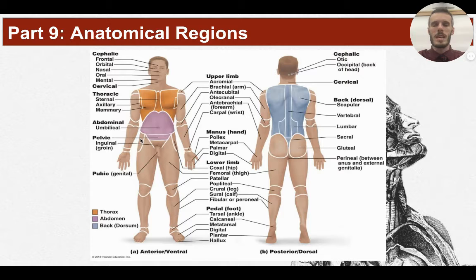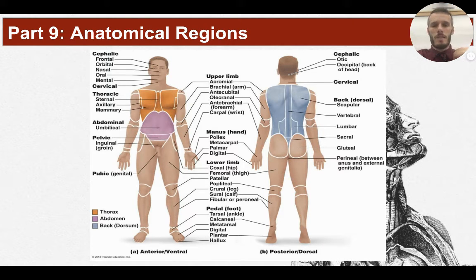So again, pelvic is just below the abdominal region. Inguinal will be below the pelvic, but a little bit laterally too. So it's not just necessarily here, but out here. So where your groin is located. And again, the pubic region will be the location of genitalia. Next, we have the upper limb. The acromial region is the shoulder. Brachial is your arm, but it's your upper arm.